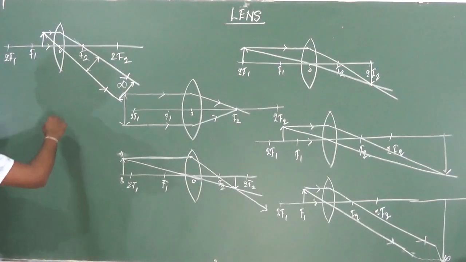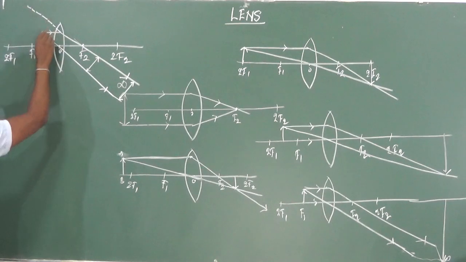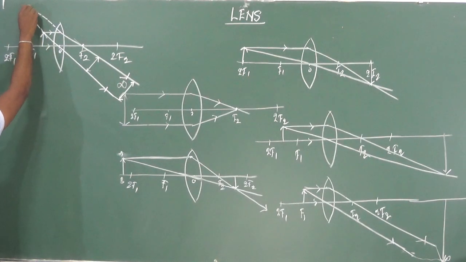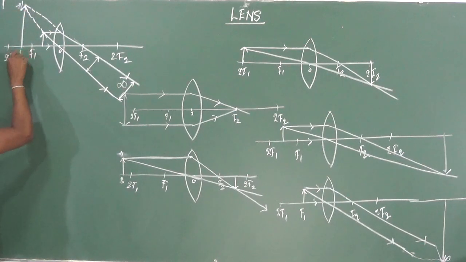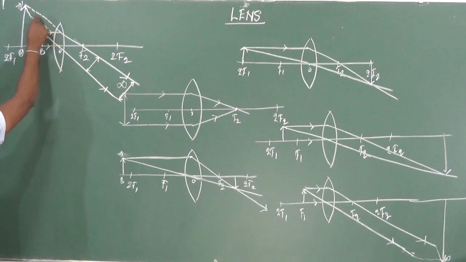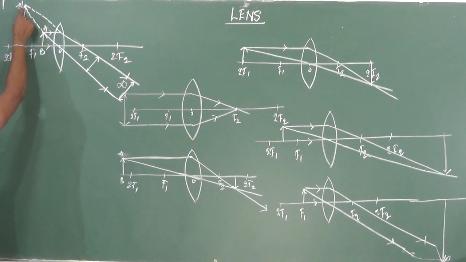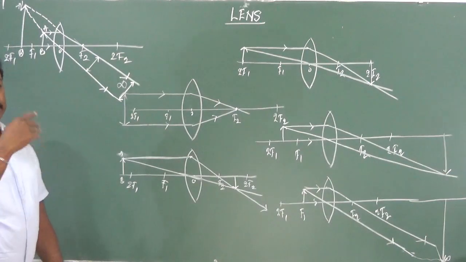So therefore, the light rays are taken back like this, and an image is formed here. This is A dash B dash, and this is AB. The image is formed where the light rays, when drawn backwards, are made to meet each other. They appear to meet each other at this point. At this point we say that the image is formed. Here the image is virtual and erect.